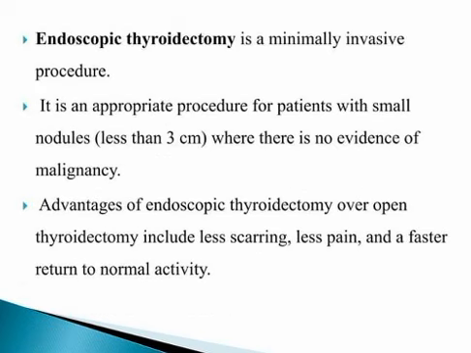Next will be the endoscopic thyroidectomy. It is a minimally invasive procedure for patients with small nodules less than 3 centimeters, where there is no evidence of malignancy. If there is a malignancy, it goes to thyroidectomy. If it is a non-malignant tumor, we can choose endoscopic thyroidectomy.